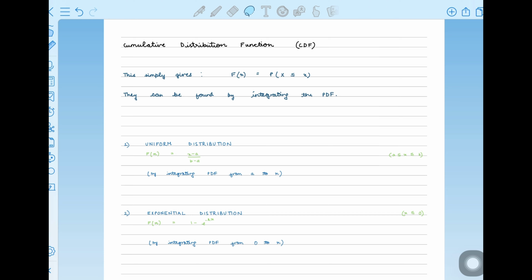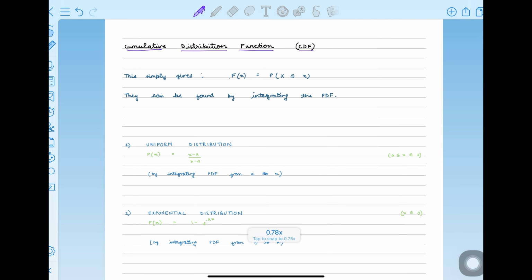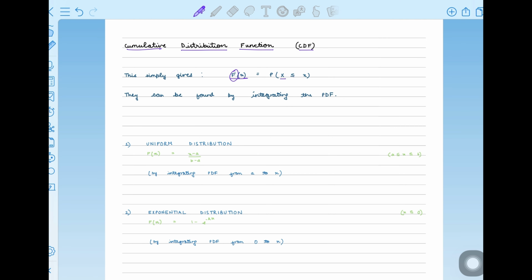Now that we've covered all distributions, let's briefly understand CDF. CDF stands for Cumulative Distribution Function. It's represented by function of x, where the f is capital. It simply gives us the probability that the random variable x is less than or equal to a certain number. They can be found by integrating the PDF. Let's discuss these for a few distributions because these are the ones where CDF can be easily calculated in a closed form. For others, like normal or chi-square distribution, we rely on tables instead.